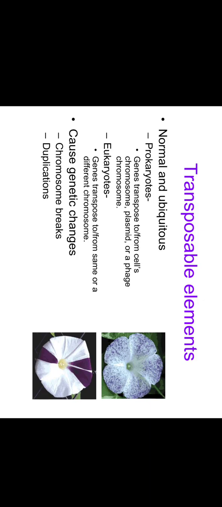In prokaryotes, these genes transport from the cell's chromosome to a plasmid or a phage chromosome. In eukaryotes, the gene transfers to or from the same or a different chromosome. It causes genetic changes such as chromosome breaks or duplication. It can also cause insertion or deletion mutation in the respective cell.